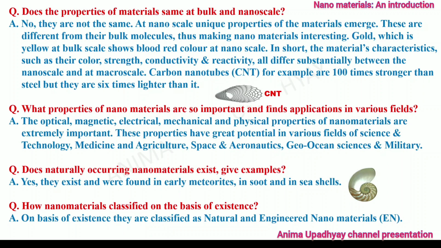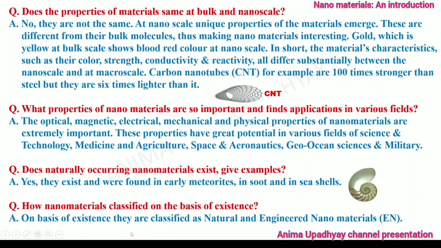Do naturally occurring nanomaterials exist? If yes, give examples. Yes, naturally occurring nanomaterials exist and were found in early meteorites, in soot (soot means kajal), and in seashells. So I have put the image of one seashell here.